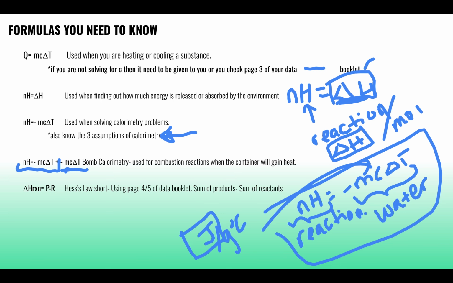Now, this is my really quick way of writing Hess's Law short formula, and that is getting the sum of the products, subtract the sum of the reactants, and we're using all those values from page 4 or 5.